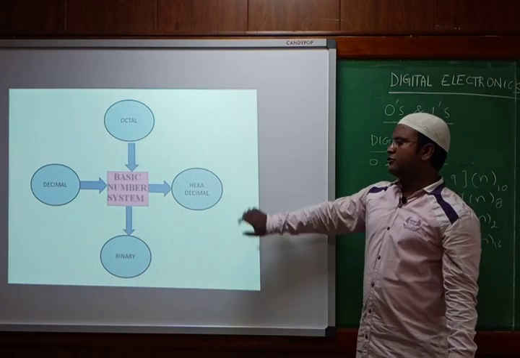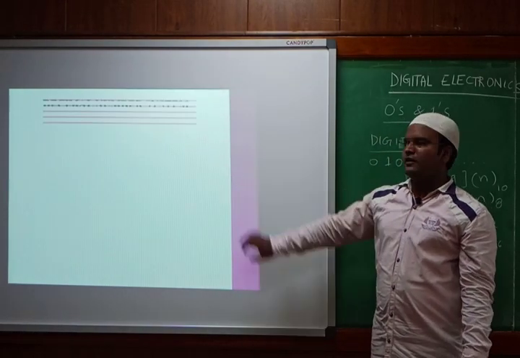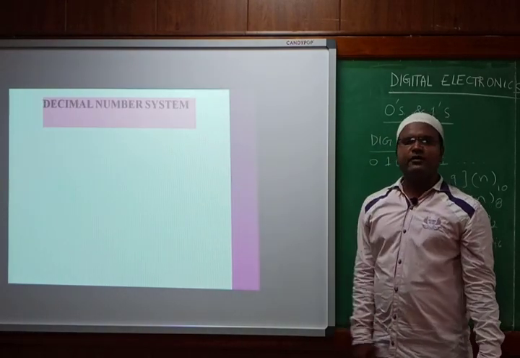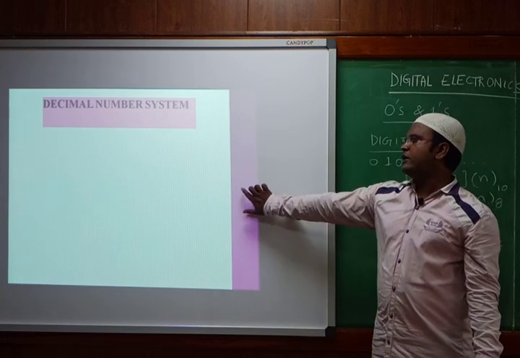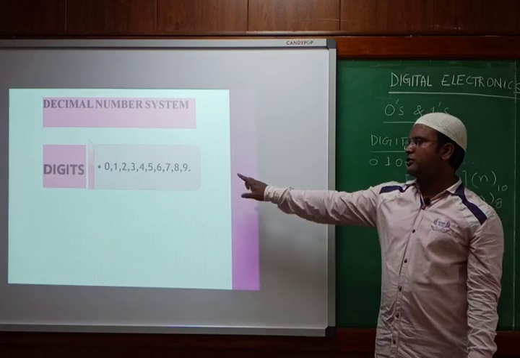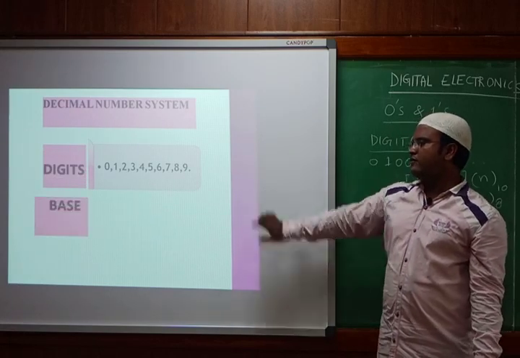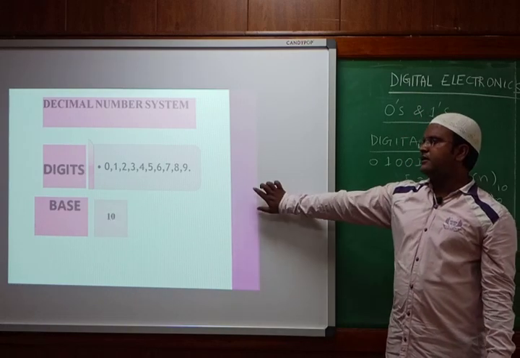Next, we should understand the operation of it, how the number system can be used. The first thing we are taking is the decimal number system. In the decimal number system we first see its digits. As I already said, the digits are from 0 to 9 and it has the base of 10. That is a decimal number.